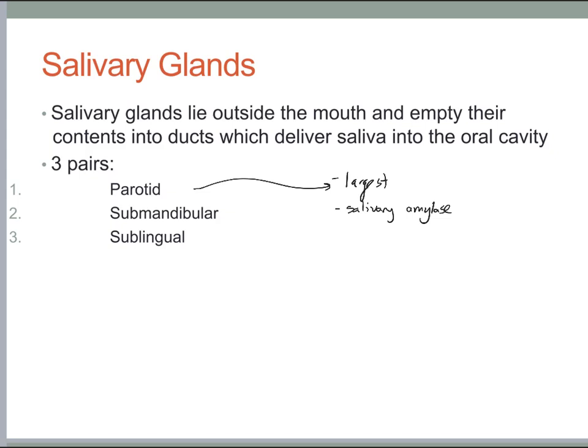So we have to break down these starches, these sugars, these fats into their smallest components. And it makes sense to start right here. Now, our parotid gland is going to be located on the sides of our cheeks.